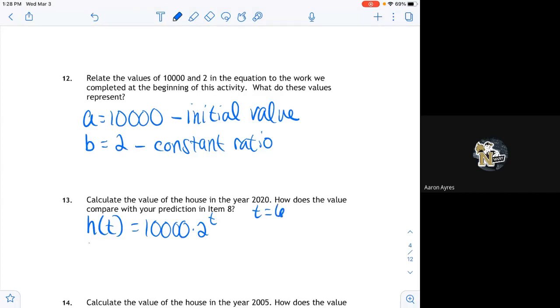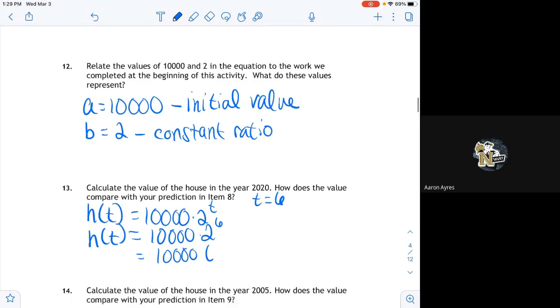All right, so how does this work? H of T equals 10,000 times 2 to the 6th. 2 to the 6th is what? No. That's a common misconception. It's not 2 times 6. It's 2 times itself 6 times. Just like on some people's assessments, 5 to the 3rd is not 15. 5 to the 3rd is 5 times 5 times 5. It is 64. Don't fall for that trap.